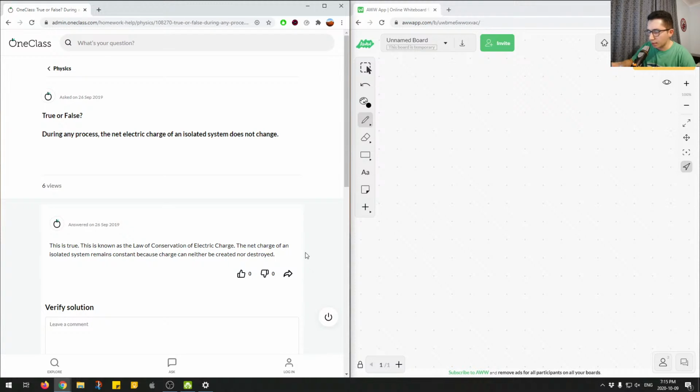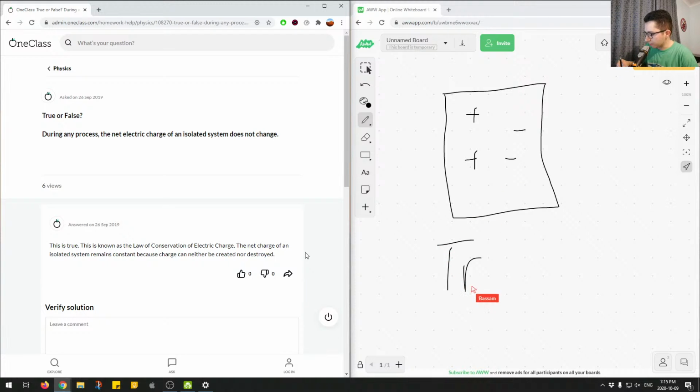So here we can say that for an isolated system, in some kind of system where we have positive and negative charge, the net electric charge would never change, because there's no impact from an external environment. So here we say the answer is true.